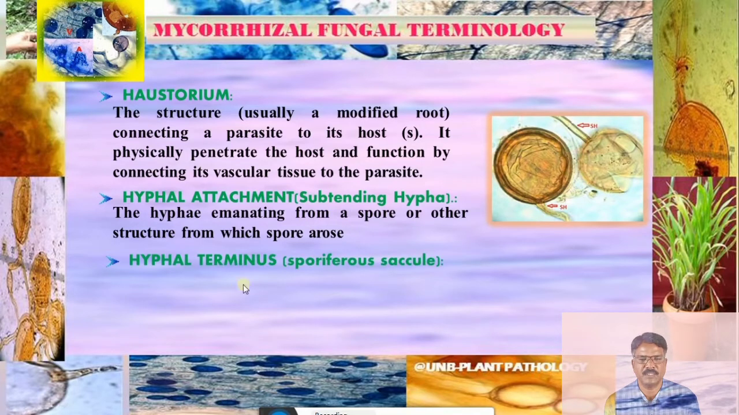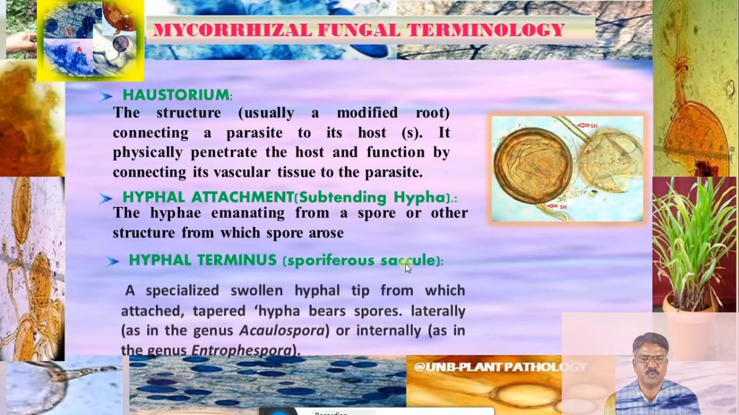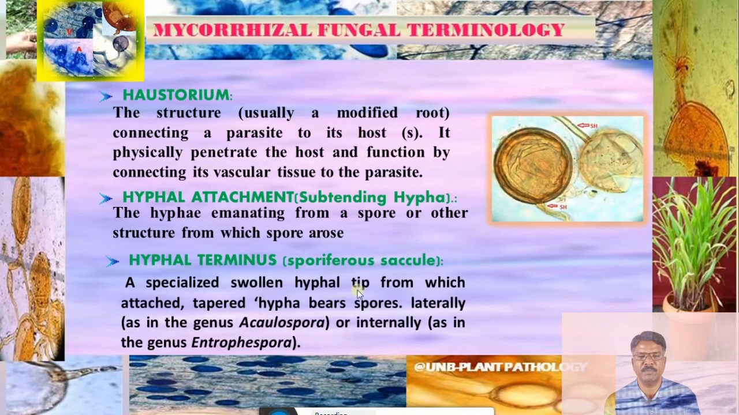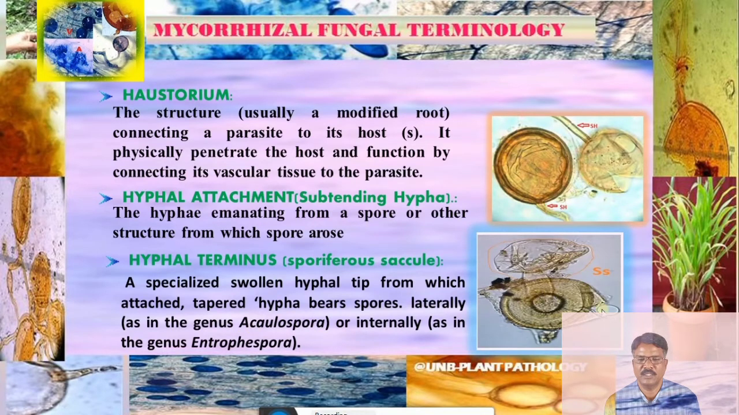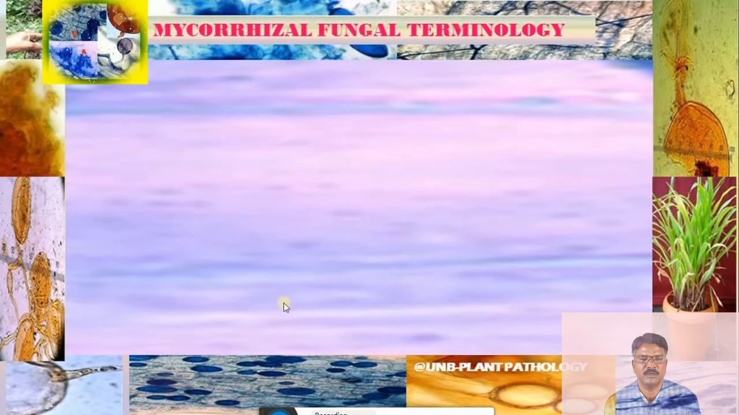Then the hyphal terminus is a sporiferous saccule. The sporiferous saccule is a specialized swollen hyphal tip from which attached tapered hyphae bear spores laterally, especially in the genus Acaulospora, as well as internally in Entrophospora. Let us see this figure. This structure is found in Acaulospora, and the uppermost structure is called the sporiferous saccule or hyphal terminus. So this is the terminology related to mycorrhizal fungi.